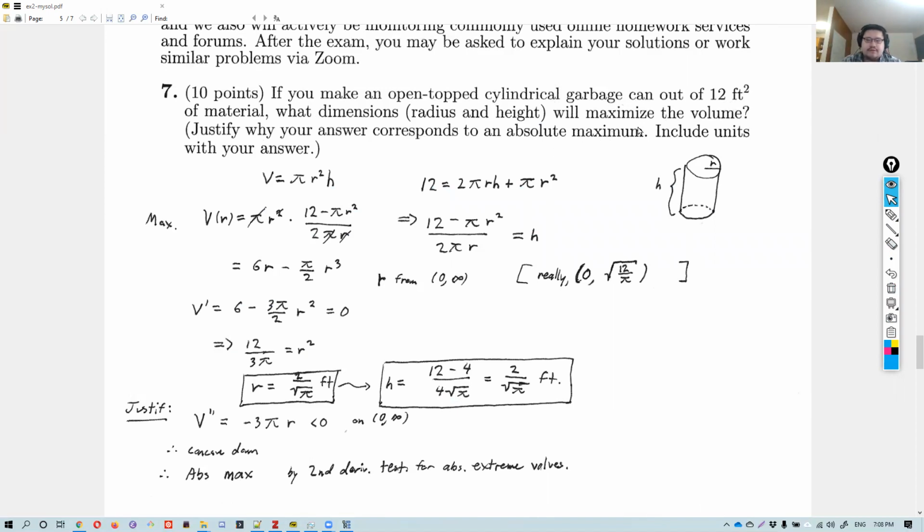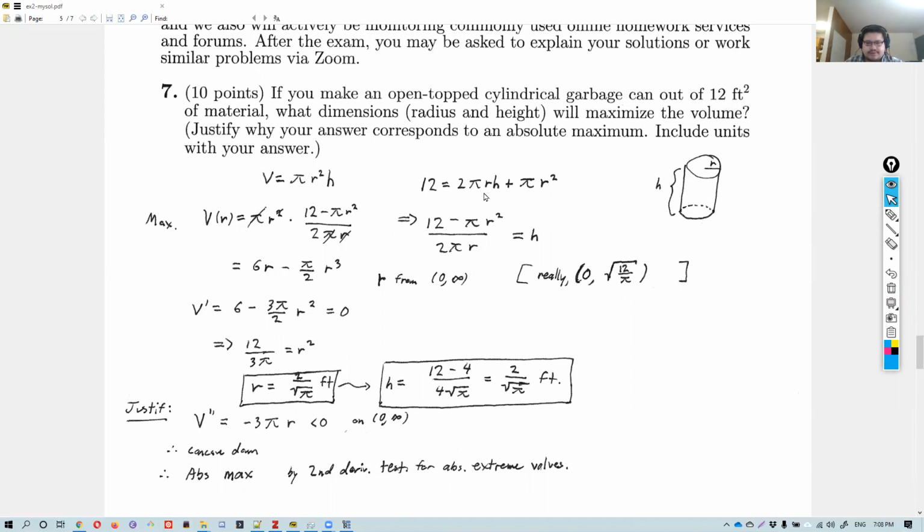Okay, well, so first of all, the volume formula is pi r squared times h, the height. And that's because the base is the area of the circle, which is pi r squared. And then the next thing is we want to do something with this 12 feet squared. So this is measuring surface area. So we would have the bottom of the can, and we would also have the side of the can.